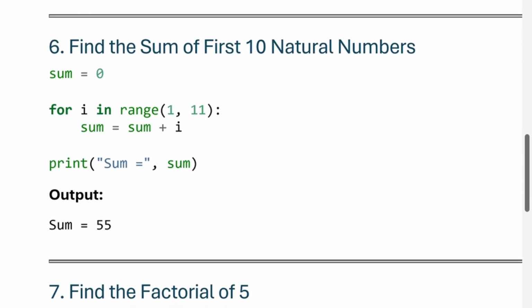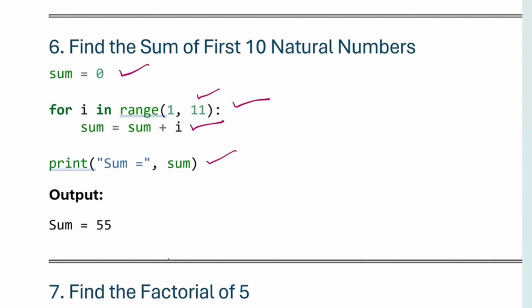Next one, find the sum of first 10 natural numbers. To print the sum of first 10 natural numbers, we have to first initialize sum as 0. Then for loop, for I in range 1, 11. For 10 natural numbers we have to write 1, 11, because less than 11 means 10. Next we have to write sum equal to sum plus I. Then after the for loop we will print this sum.